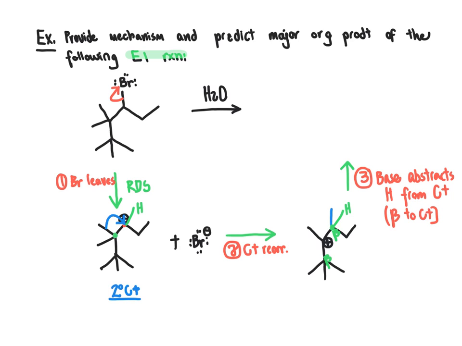We want to follow Zaitsev's rule here. And there's a third possibility there for a beta position right there, by the way. So we want to follow Zaitsev's rule when we think about where we're going to remove that proton, because when we remove the proton and make our carbon-carbon double bond, we want to create the most substituted possible product.